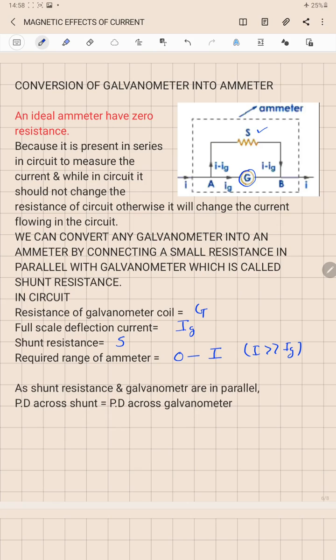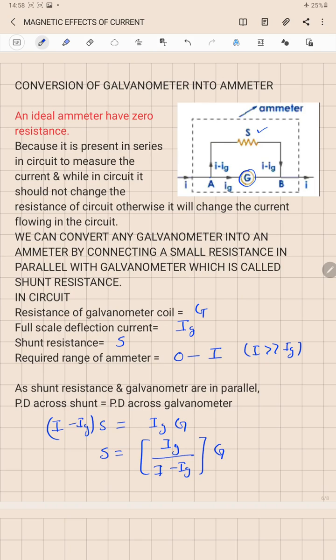So the potential difference across the shunt is I minus Ig into S, which is equal to the potential difference across the galvanometer, which is equal to Ig into G. When the current I reaches the node A, it divides into two parts. The safe limit of current Ig passes through the galvanometer, and the rest of the current, I minus Ig, passes through the shunt. So we can rewrite this as S is equal to Ig divided by I minus Ig, into G.